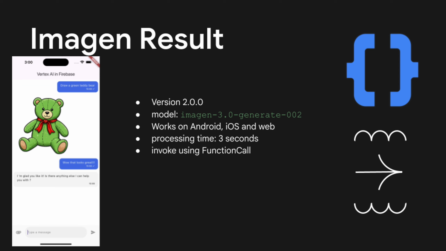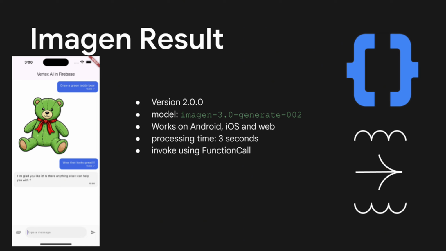What did they ask it to generate? The prompt was simple. Draw a green teddy bear. Okay. And the demo screenshot showed the resulting image, a green teddy bear displayed in the app. Nice. A successful green teddy bear. A win for the experimental feature.